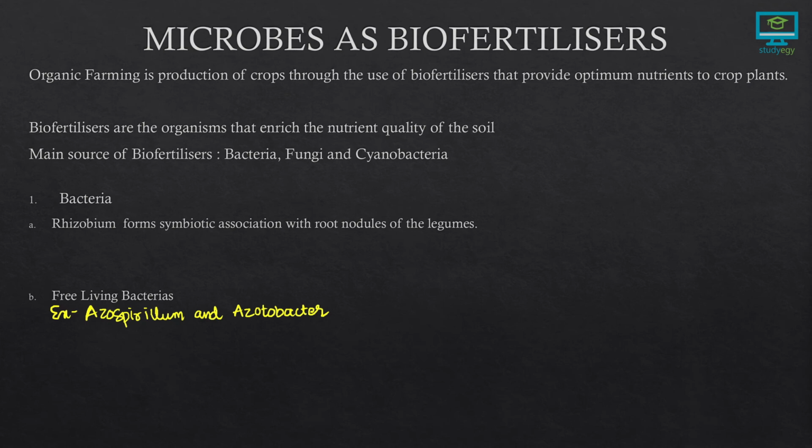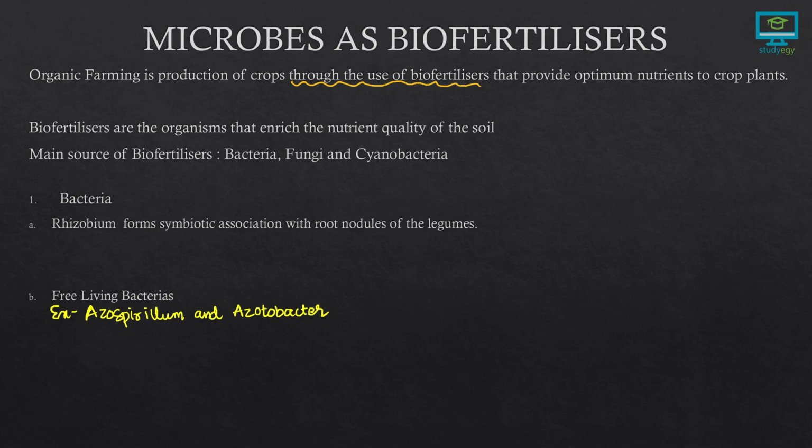Organic farming is the production of crops through the use of biofertilizers, as they provide optimum nutrients to crop plants. Another feature of biofertilizers is they do not pollute the environment or cause any problems to the organisms living around. So what are biofertilizers? Biofertilizers are the organisms that enrich the nutrient quality of soil. These organisms provide nutrients such as nitrogen, phosphorus, water and minerals in an easily absorbable form to the plant.